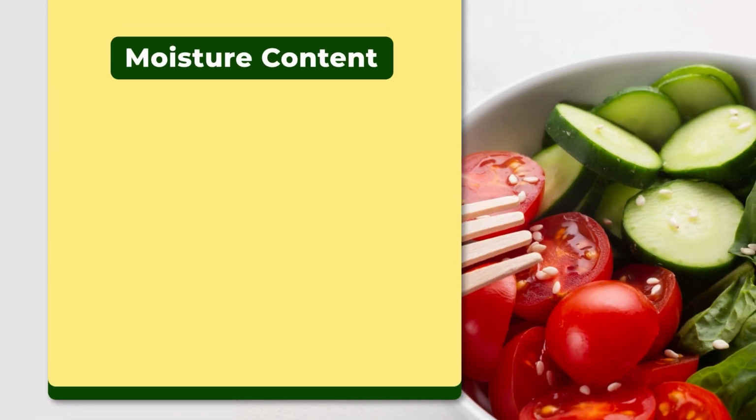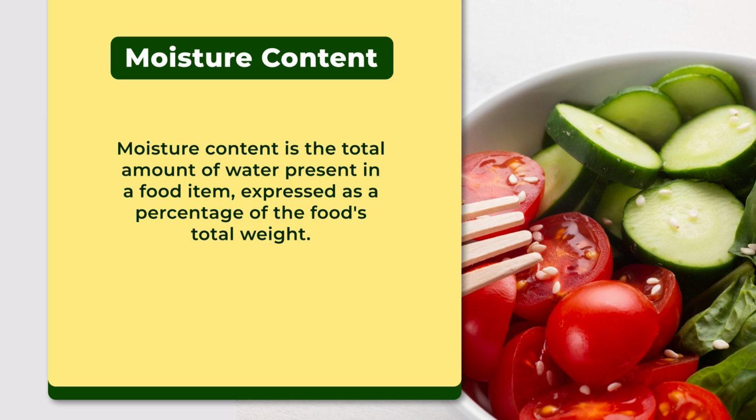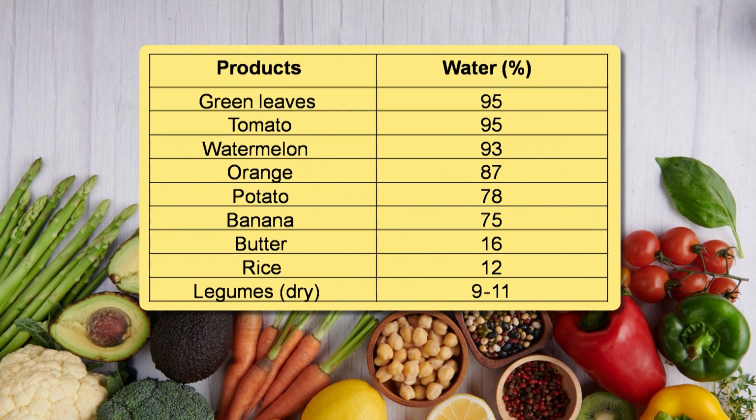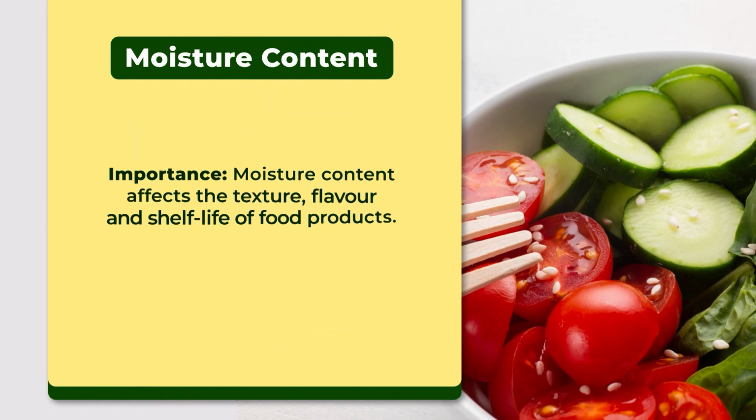So what do we say moisture content is? It is the total amount of water present in a food, and it is expressed as a percentage of the total weight. Like in the last slide we saw the moisture is 11%, so of the total weight, the water will be around 11%. Its importance is that it affects the texture, flavor, and shelf life of the product.